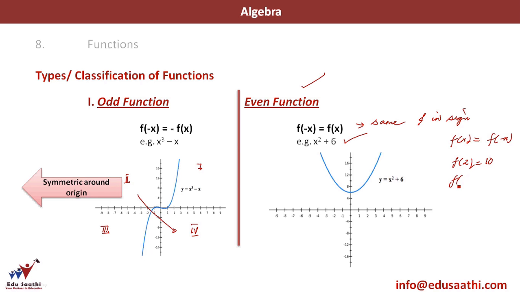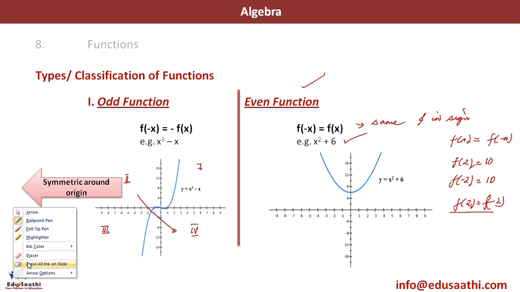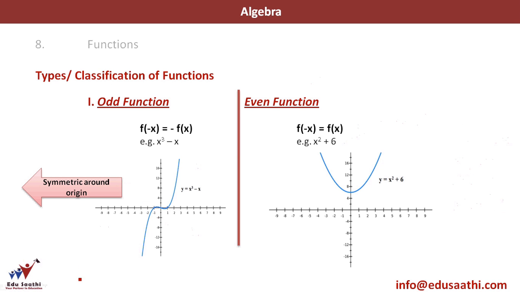If you take the value of f at minus 2, it will be again 4 plus 6, which will be 10. So f of 2 and f of minus 2 are coming out to be the same. Such a function is known as an even function. Even functions and odd functions are defined by their definitions.